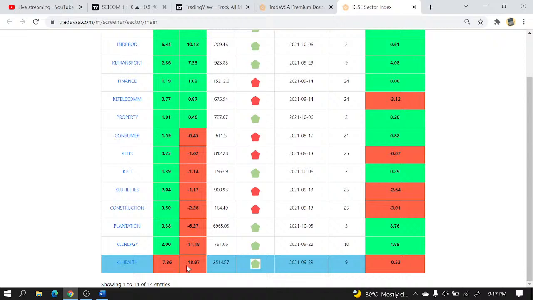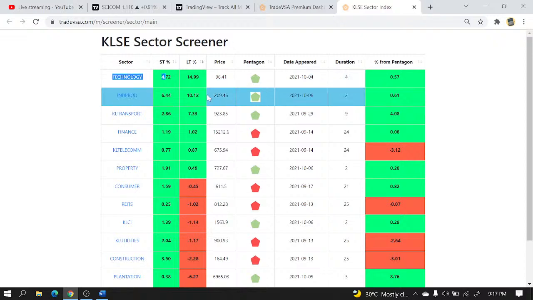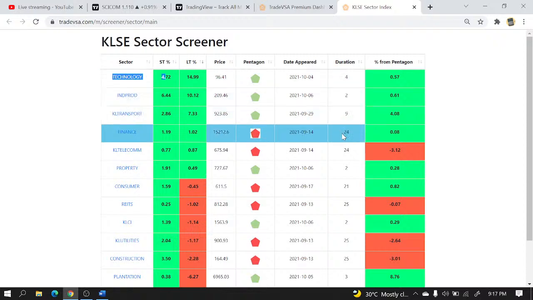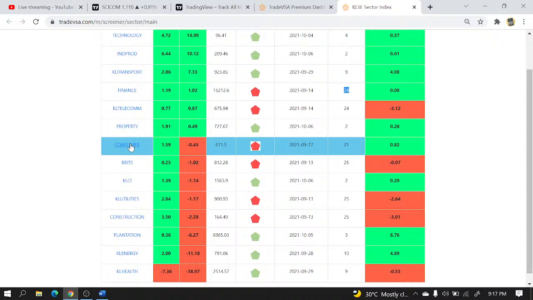Okay, the main long-term supports there. Okay, 18% down, still 18% down. So probably I won't really look into healthcare at the moment. Okay, so of course technology, still okay. Industrial products turned to green as well, just recently. Finance, okay, seems like still holding sideways. Property, consumer, even though it's red pentagon, but if you notice the red pentagon didn't follow through.